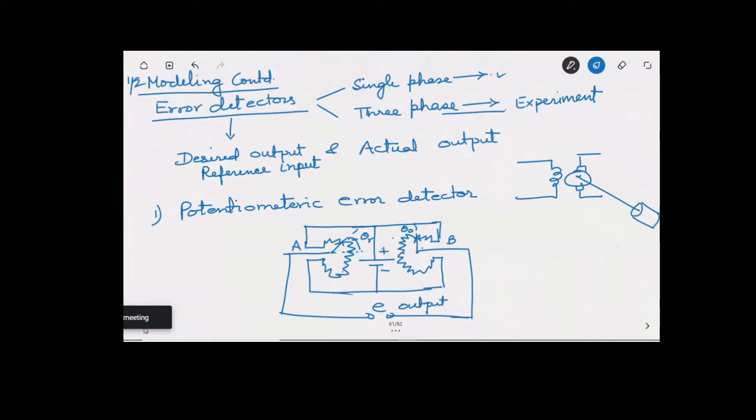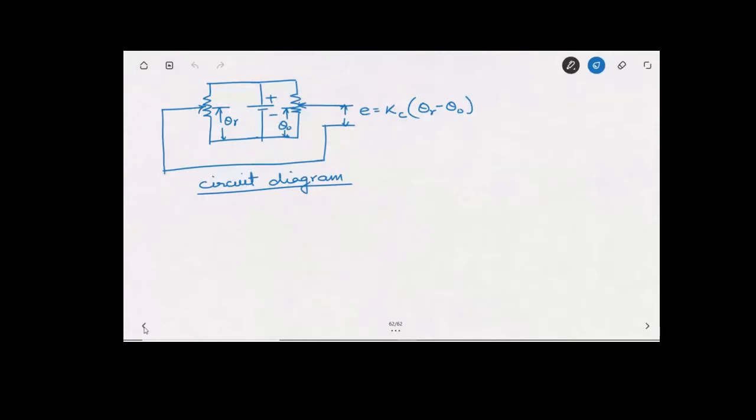I will draw a circuit later, a position control system where, okay, I'll draw in a different way, like this. Suppose there are two potentiometers, input and output. We can draw this in this way also.